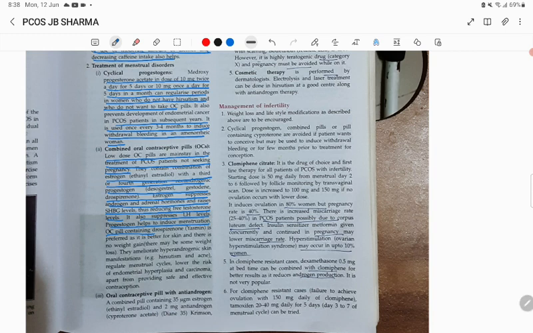An OC pill containing drospirenone is preferred. It is better for skin. There is no weight gain; there may be some weight loss. It ameliorates the hyperandrogenic skin manifestations, hirsutism and acne, regulates the menstrual cycle, and lowers the risk of endometrial hyperplasia and carcinoma, apart from providing safe, effective contraception.